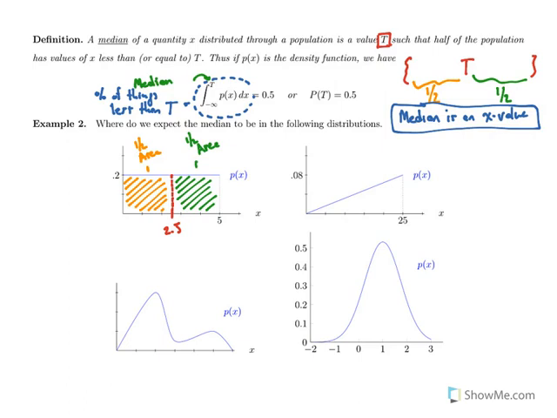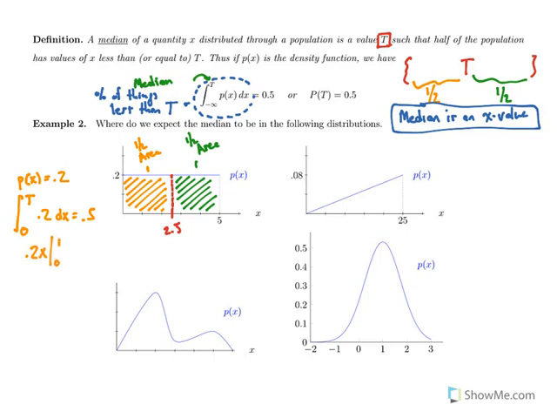Since this is a simple function to look at, it's very easy to calculate the median. Note that here, lowercase p of x is exactly the function 0.2. So if you wanted to find the median, you would plug into your function the integral from 0 to t, 0.2 dx equals 0.5, or 1/2. And you would solve that equation.